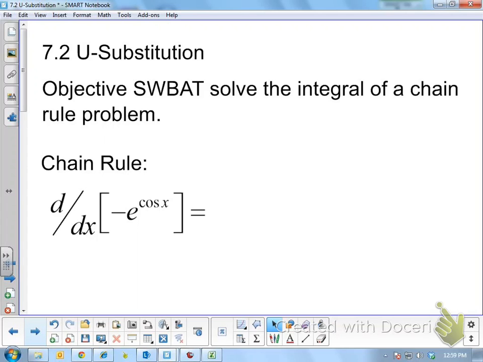So if we're going to do anti-chain rule, we should review chain rule to see if we can figure out a pattern of how we could do it backwards. So when we differentiate using chain rule, we had to do derivative of the outside, evaluated at the inside, times the derivative of the inside. Since you guys know how to do chain rule, I want you to do this really quick and find the derivative of negative e to the cosine of x.